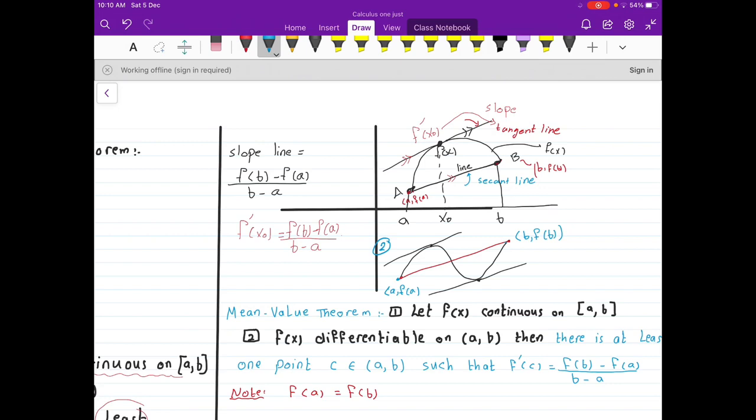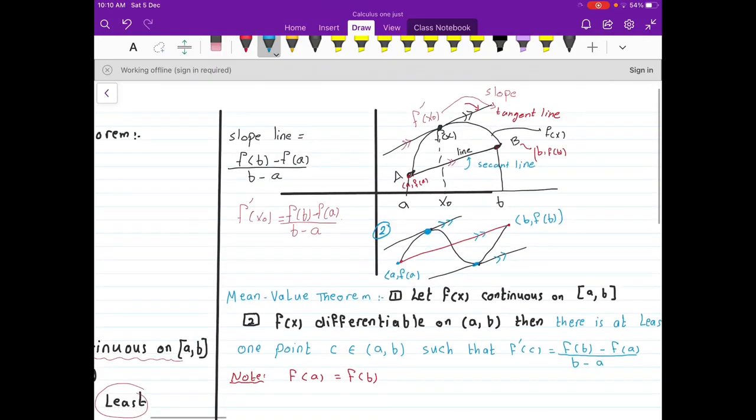Obviously, the slope of this line equals f(B) minus f(A) over B minus A. If you draw a tangent line at this point, this tangent is parallel to the line that joins the two points A and B. And if we draw another tangent line at this point, this tangent is also parallel to this line. So, mean value theorem.